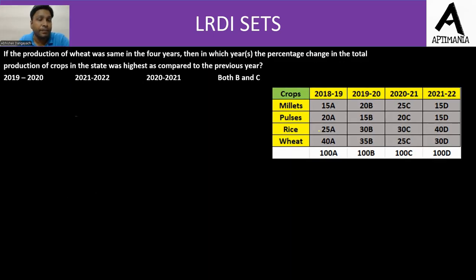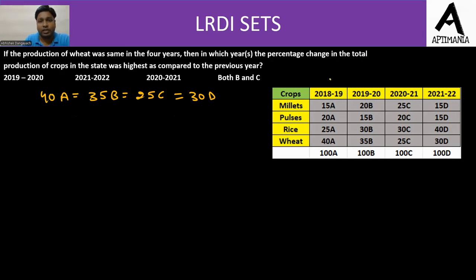Now, let us move to second question. If the production of wheat was same in the 4 years, now wheat is same. So, we can say that 40A is equal to 35B is equal to 25C is equal to 30D. Right? ये हम कह सकते हैं. Then in which year the percentage change in the total production of the crops in the state was highest as compared to the previous year? कौन से year में production जो रहा उसका change highest रहा?